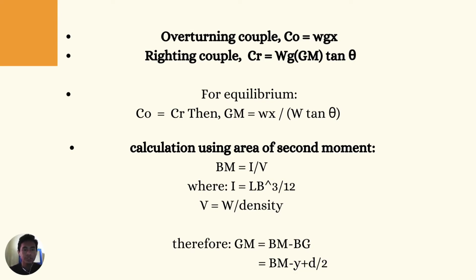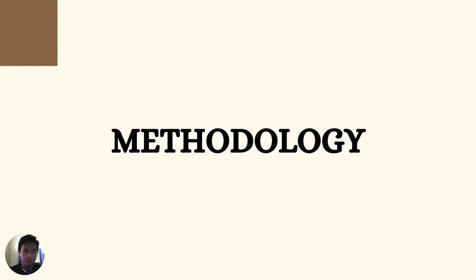For calculation using area of second moment, BM is equal to I second moment divided by volume, where I is equal to L times B cube divided by 12, while V volume is equal to W divided by density. Therefore, GM is equal to BM minus BG, equal to BM minus Y plus D over 2.